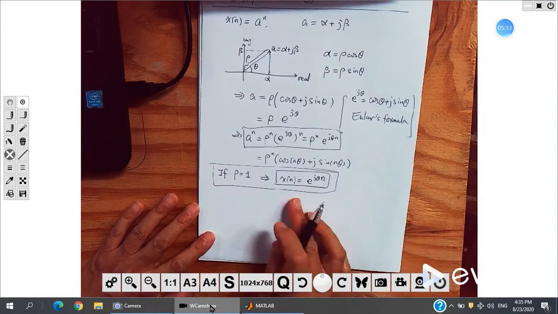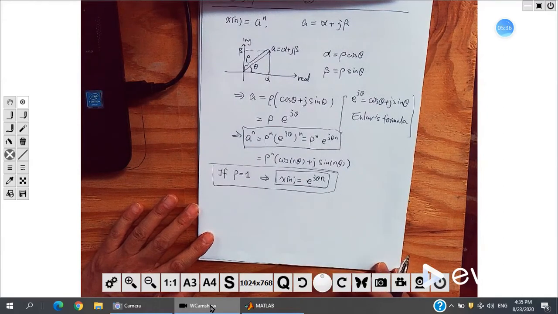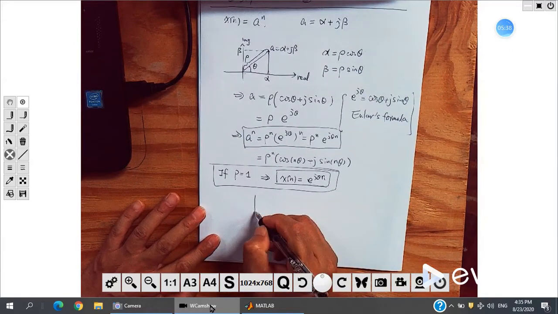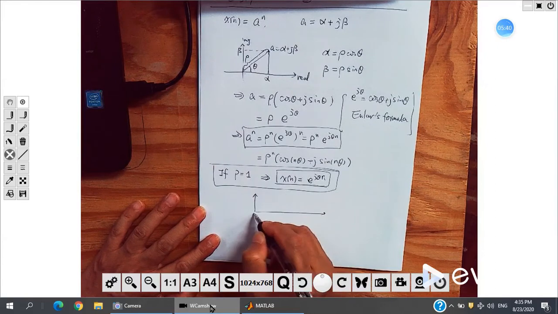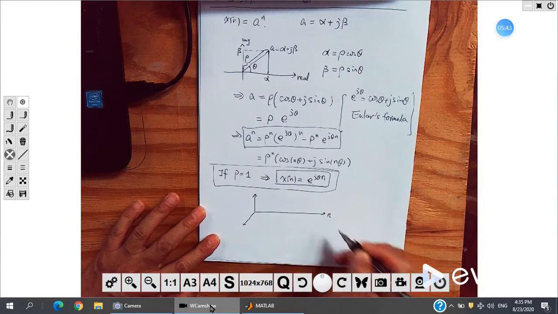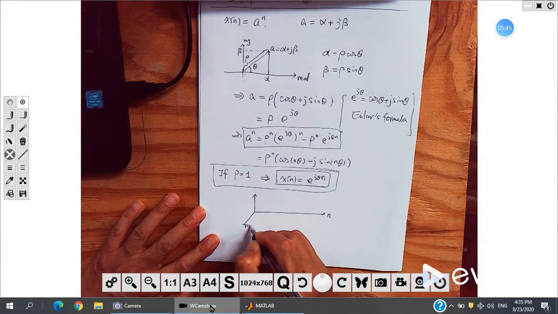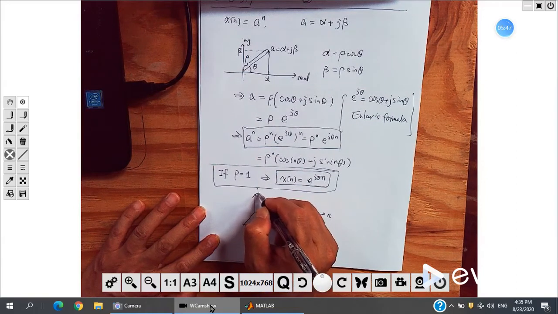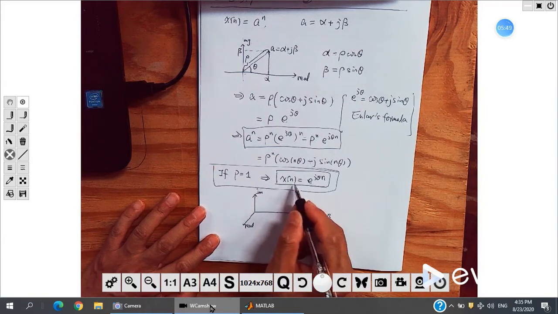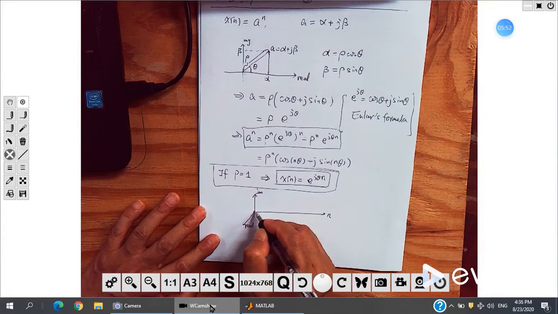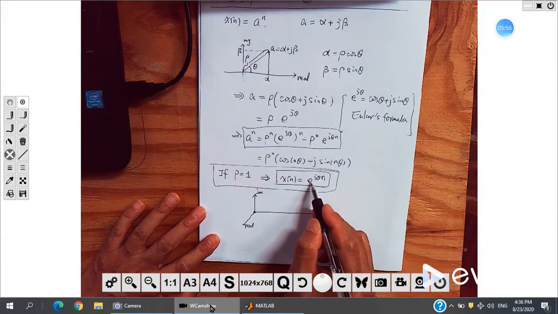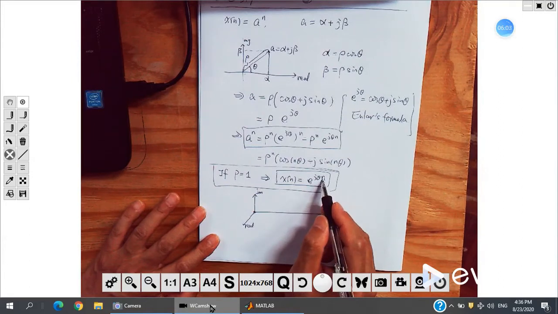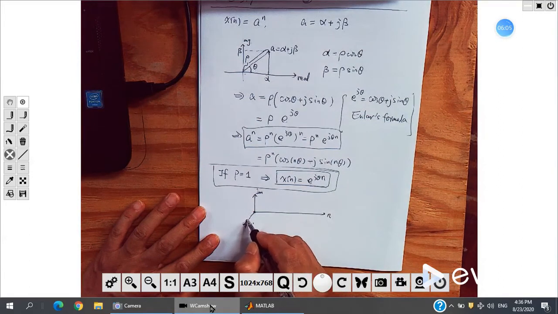And how does it look? If you want, you can write it in this way. This is n, and here's a real axis, here's an imaginary axis. You have two axes for x. Then for every n, you will have some point here. When n is 0, this is just 1, the real part, 1.